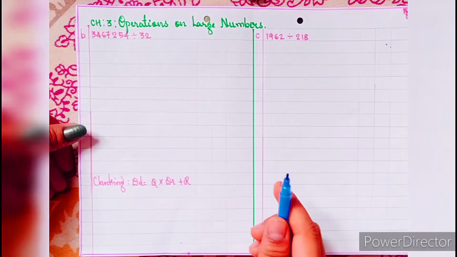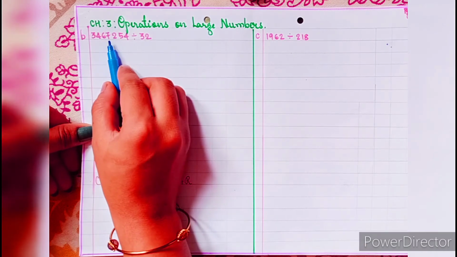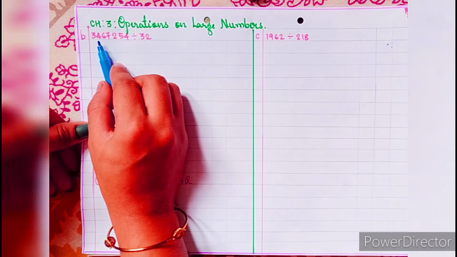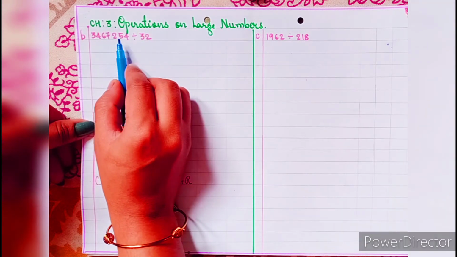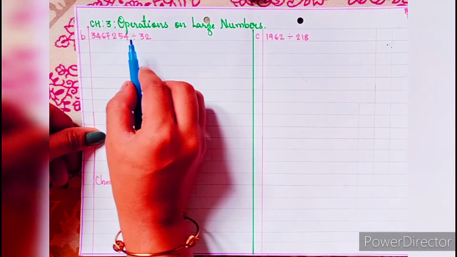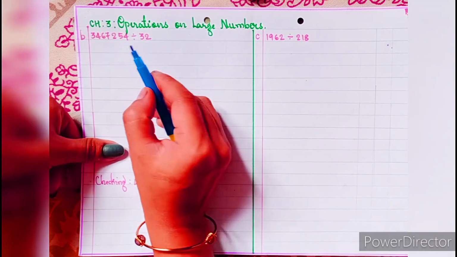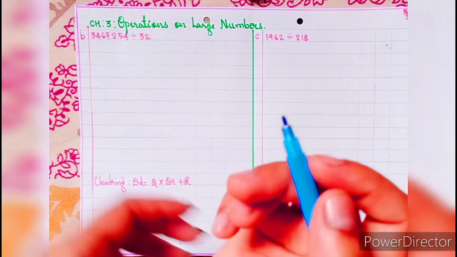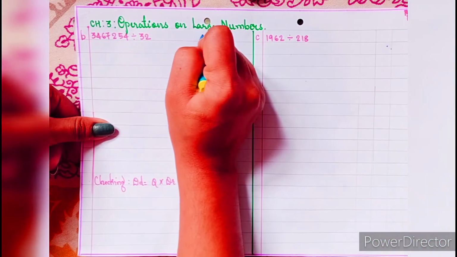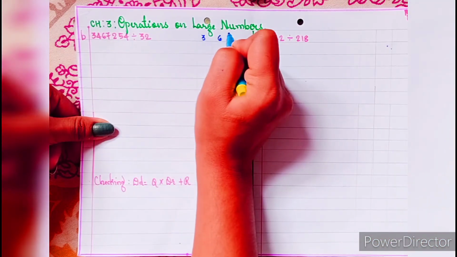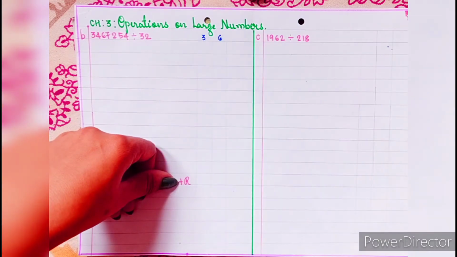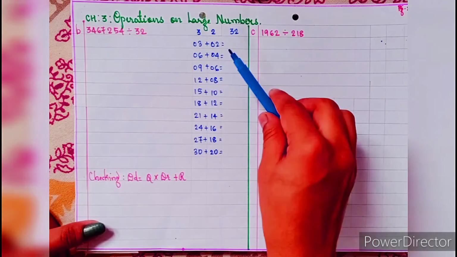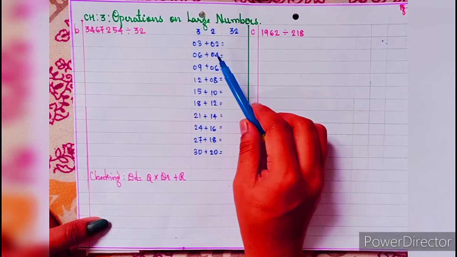Our next example is here. 34,67,254. We have to divide by 32. So for that we need to make the table of 32. So for that what I have to do? I have to write the 3's table and 2's table. Fine. Like a previous example, I have listed the table and I'm going to add it now.